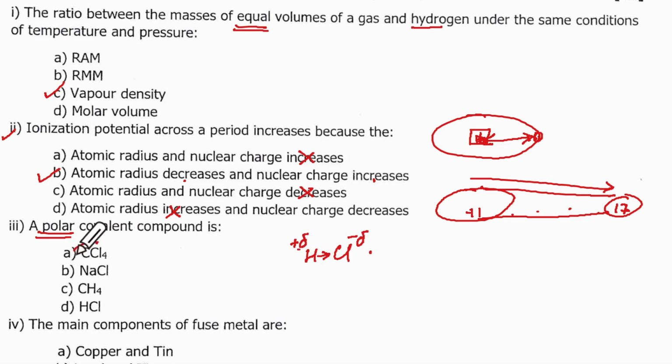Now here, can you see this is CCl4, means this is how ClClCl. NaCl is an electrovalent compound, so it is not a covalent compound. So both of these are not there. CH4 again has the same pattern as this. So it will be HCl, that is D option.